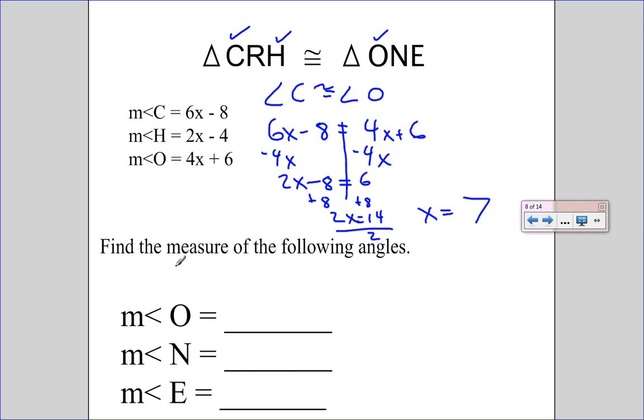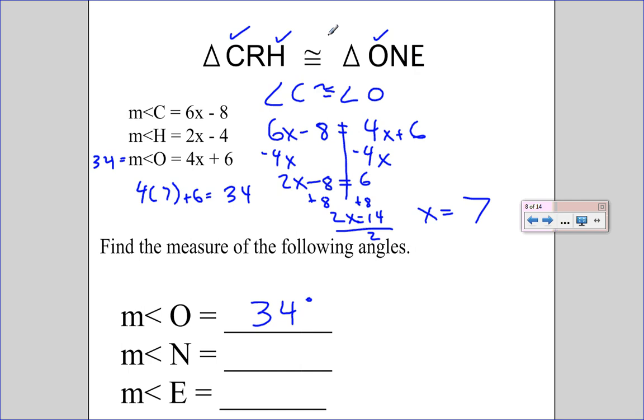It's important to see which angles are congruent so we can set them equal. So angle O is going to be 4 times 7 plus 6, which is 28 plus 6, which equals 34 degrees. Angle N, I don't know that, nor do I know R, so I'm going to come back to that. So this is 34.